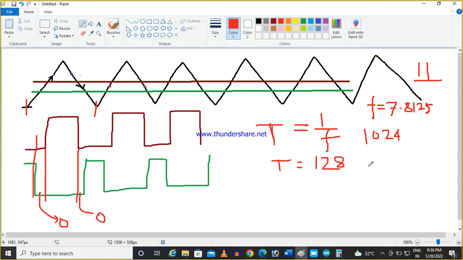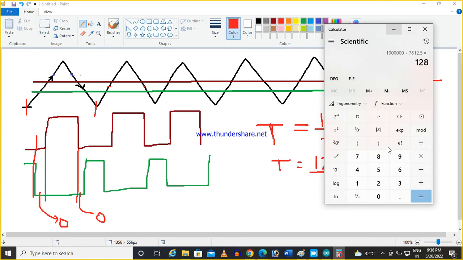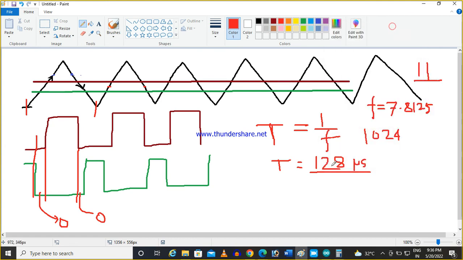128 microsecond, full period. So nanosecond means into 10 to the power 3. Sorry, 128 this much nanosecond. Okay, so this much nanosecond is covered by 1024 counts.